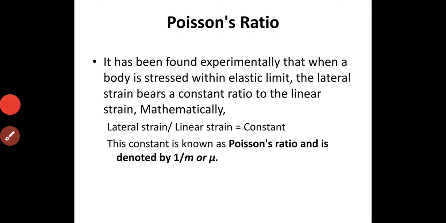Poisson's ratio. It has been found experimentally that when a body is stressed within elastic limit, the lateral strain bears a constant ratio with the linear strain. So lateral strain upon linear strain is a constant, for it is a material property. It depends upon the material. Then it is called Poisson's ratio. It is denoted by 1/m or mu.